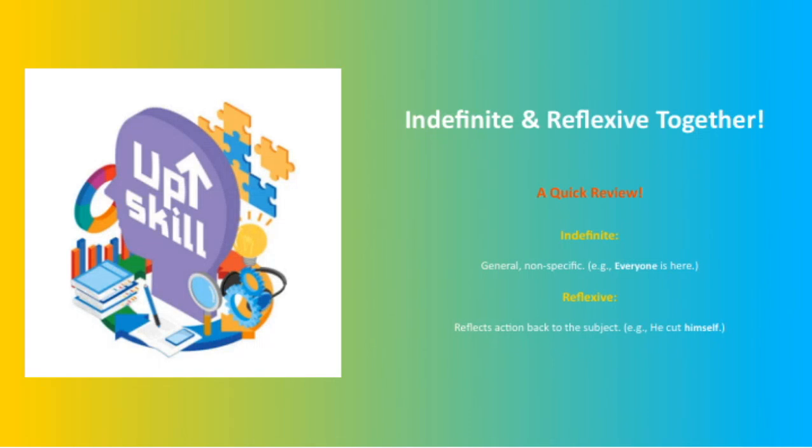So let's talk about reflexive actions. These are actions that reflect back to the subject, like in the example, "he cut himself." It's a way of showing that the action is happening to the person performing it.